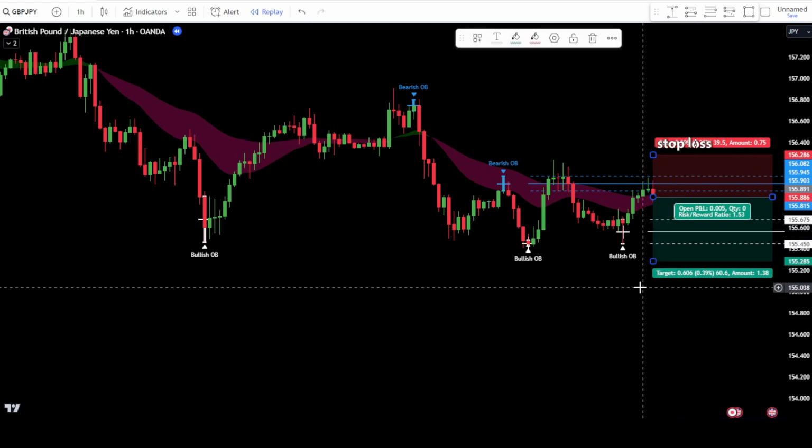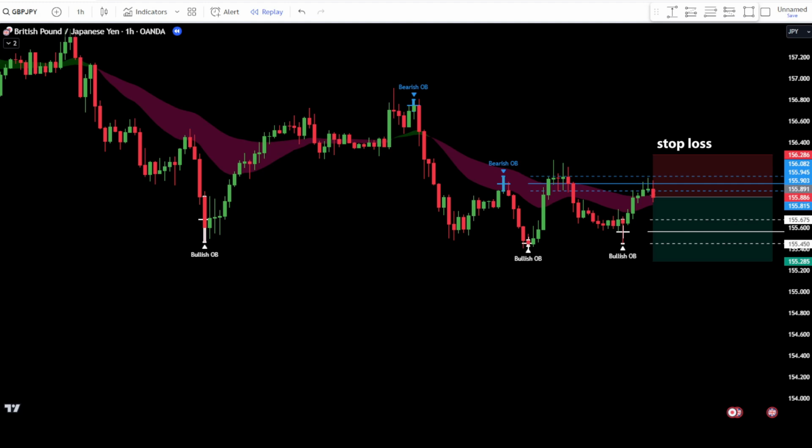6. Place the stop loss slightly above the last swing high. 7. Use a target take profit with a risk and reward ratio of 1 to 1.5.